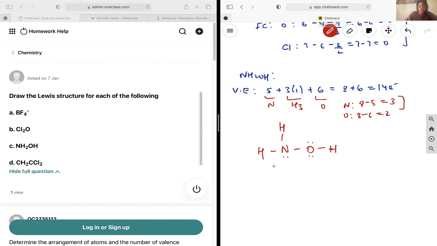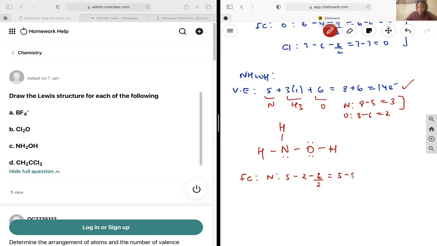And then let's see if we have enough electrons. So we have 2, 4, 6, 8, 10, 12, 14. So yes, all of these are taken care of. Let's double check on our formal charge. For the nitrogen, we're going to have 5 minus 2 minus 3 over 2. Sorry, 6 over 2, because each of these counts as 2 electrons in each bonding pair.